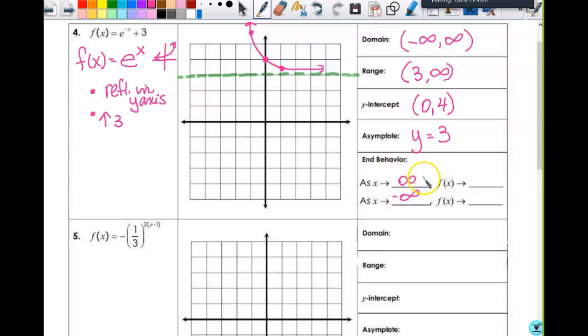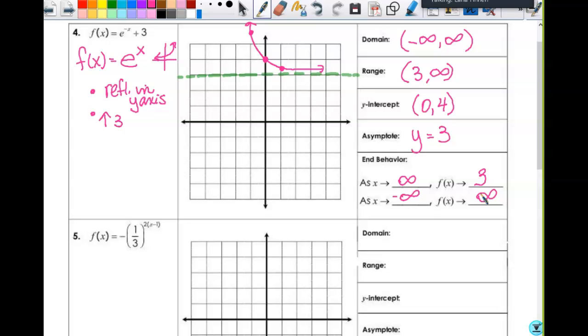So as x approaches infinity, what does f of x approach? As x gets bigger and bigger and bigger, y gets closer, closer, and closer to 3. Yes. And then as x approaches negative infinity, y approaches infinity. Any questions at all on that? Good.